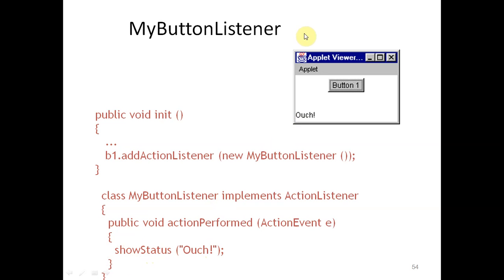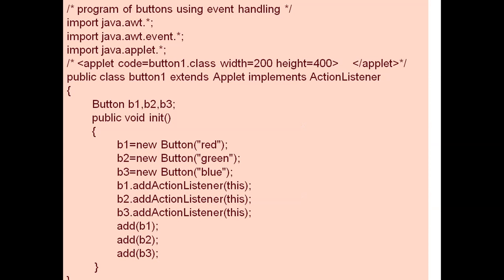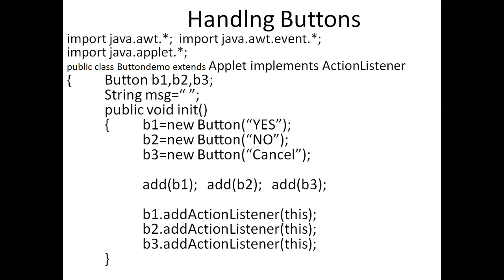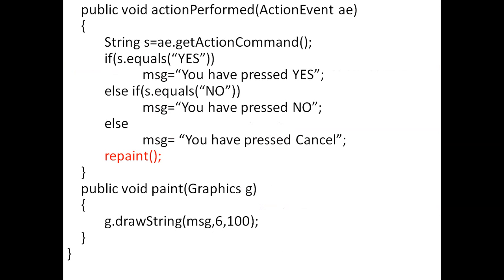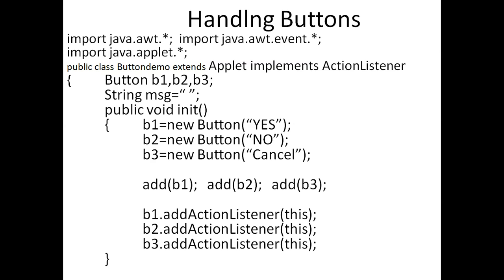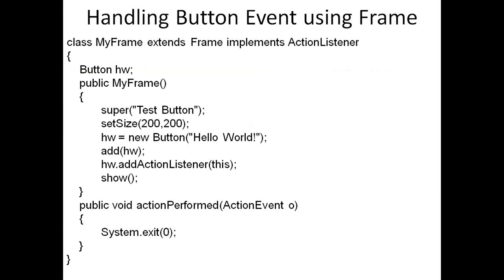Suppose we are displaying on the title, then accordingly we have to change the program, so it shows on the title. So this is the program, and this is again the second program of the action listener. And you can also run this program using a frame.